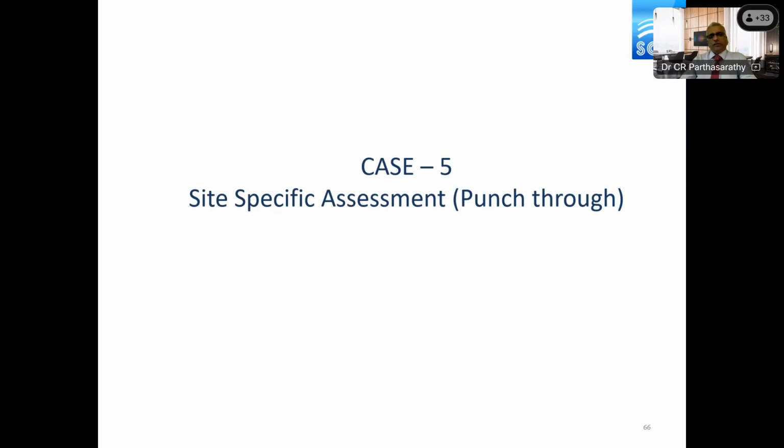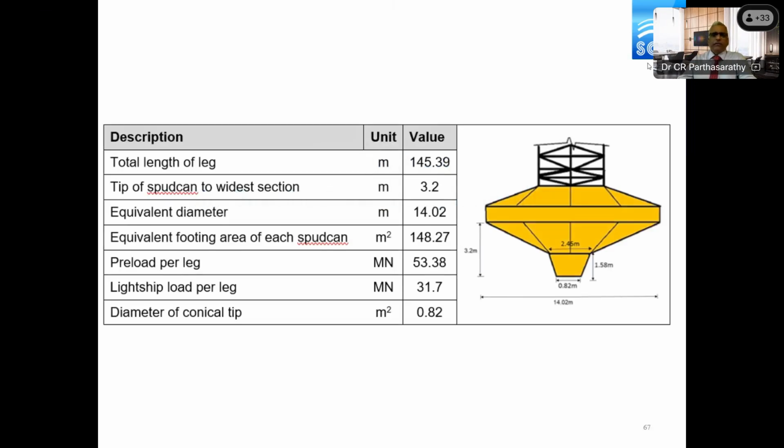In addition, in this case, the rig was coming next to the platform, which was built maybe around 15 years ago. So what is the effect of this spud can on the stability of the existing jacket was also to be assessed. So here are the spud can details.